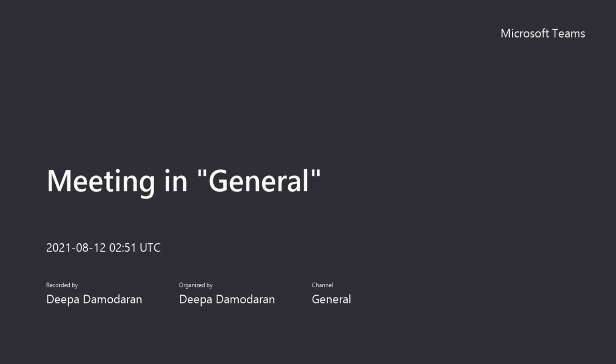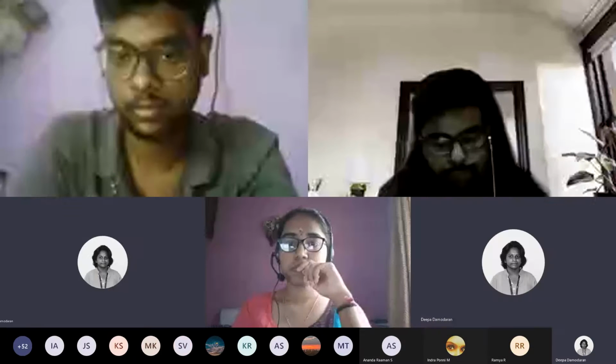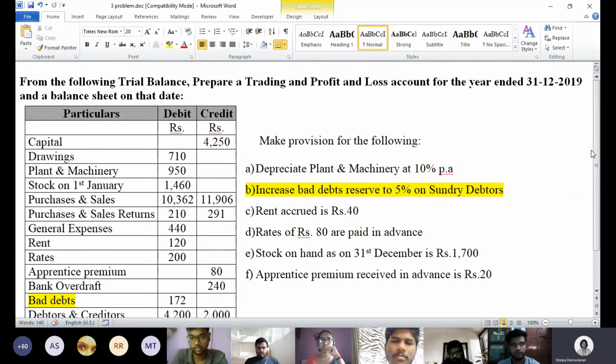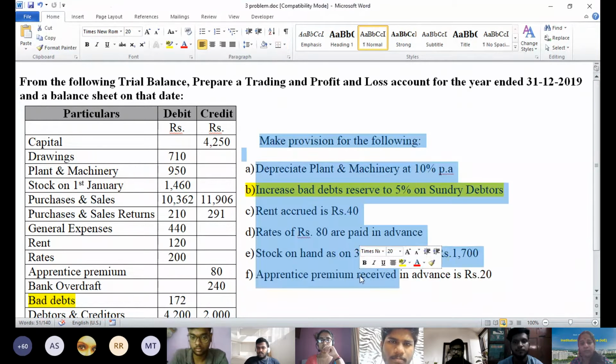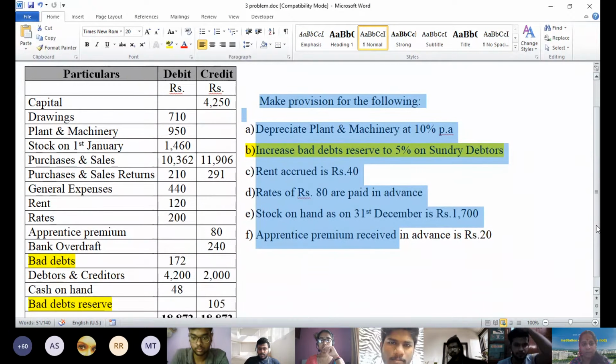Recording the class. The problem says: from the following trial balance, prepare a trading and profit and loss account for the year ended 31/12/2019 and a balance sheet as on that date. Very clear problem. Particulars, debit, credit. Make provisions for the following. There are six provisions which we have to solve.